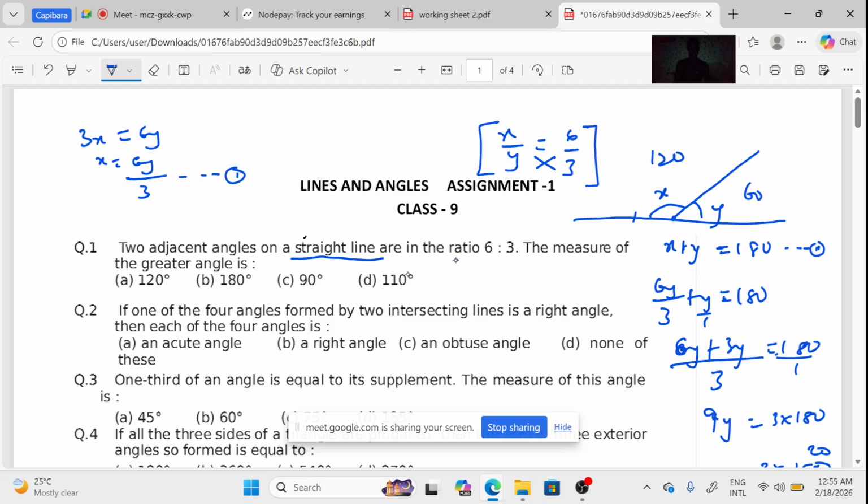I made a first statement from the ratio given. I made it linear. So x over y simply means ratio 6 to 3. That means I'm giving x the ratio 6 and I'm giving y the ratio 3. Then I made it linear here, so I was able to resolve that x equals 6y over 3. I generated an equation, and I brought the same equation here since both are adjacent on the straight line. So that's going to be x plus y equals 180.